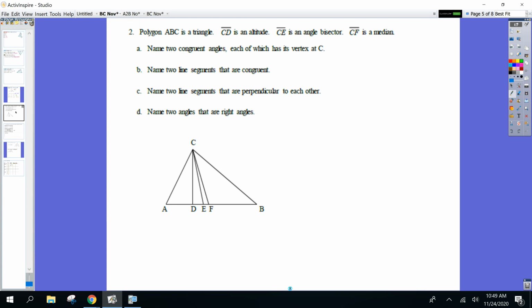Okay, we should be finishing up here a little bit. This really gives you a good idea if you know what an altitude, an angle bisector, and a median actually do. Great question.